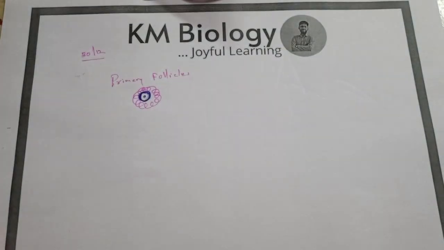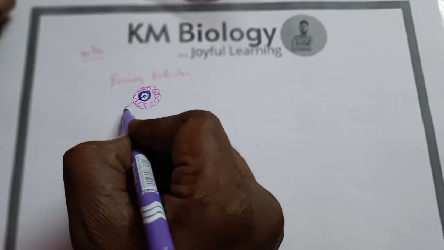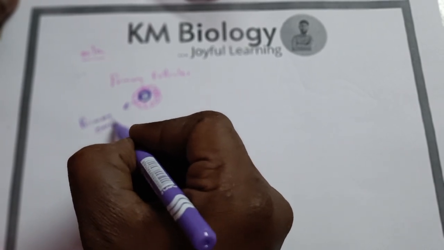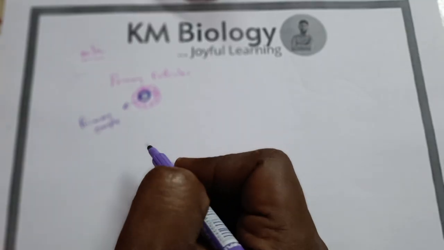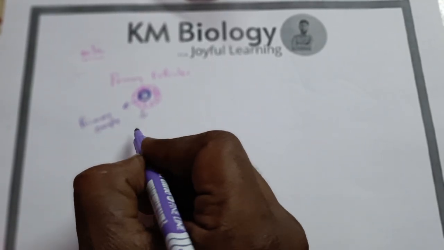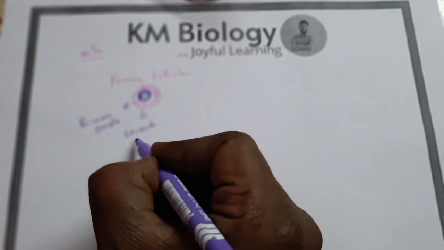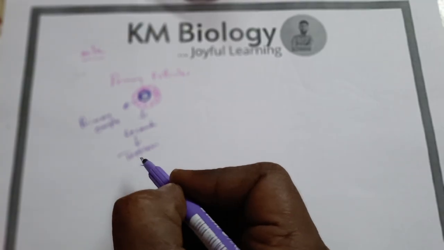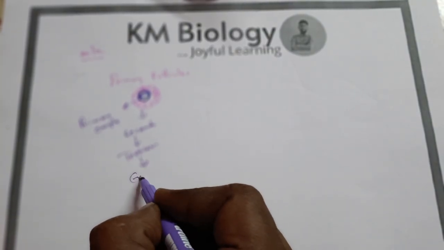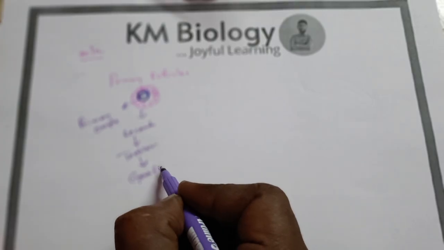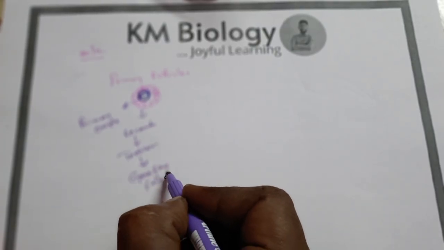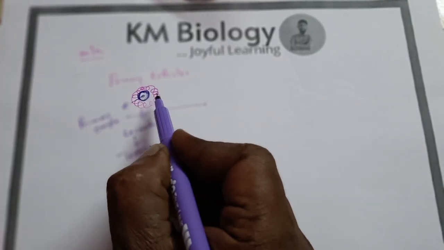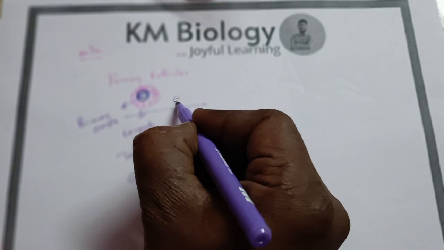So this is the primary oocyte, which is present in the primary follicle, and then it will develop into secondary follicle, and that will develop into tertiary follicle, and that will develop into Graafian follicle. Right? So primary follicles are made at the time of embryonic development.